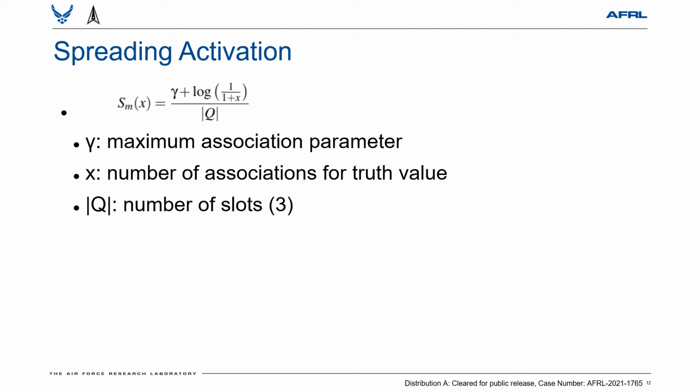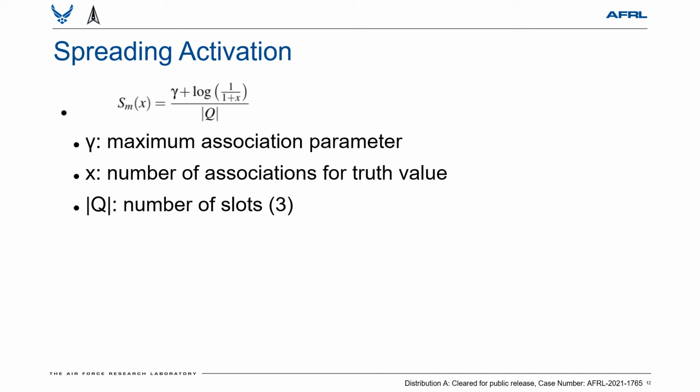In the model, the chunk retrieved from the first question is stored in the imaginal buffer. Activation spreads from this chunk to other chunks with a matching truth value. In the spreading activation equation, X is the number of truth values across declarative memory that match the truth value of the chunk in the imaginal buffer. Gamma is the maximum association parameter, and Q is the set of slots in the chunk of the imaginal buffer.